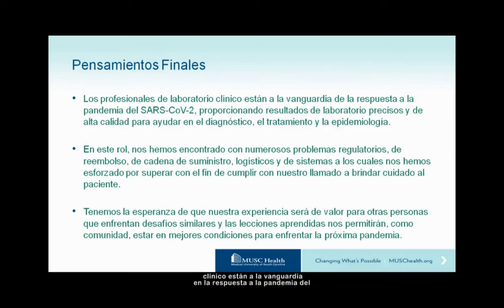Clinical laboratory professionals are in the vanguard of the response to the SARS pandemic, providing accurate, high-quality laboratory results to aid in the diagnosis, treatment, and epidemiology. In this role, we have encountered a number of regulatory, reimbursement, supply chain, logistical, and systems problems that we have struggled to overcome in order to fulfill our calling to provide patient care.